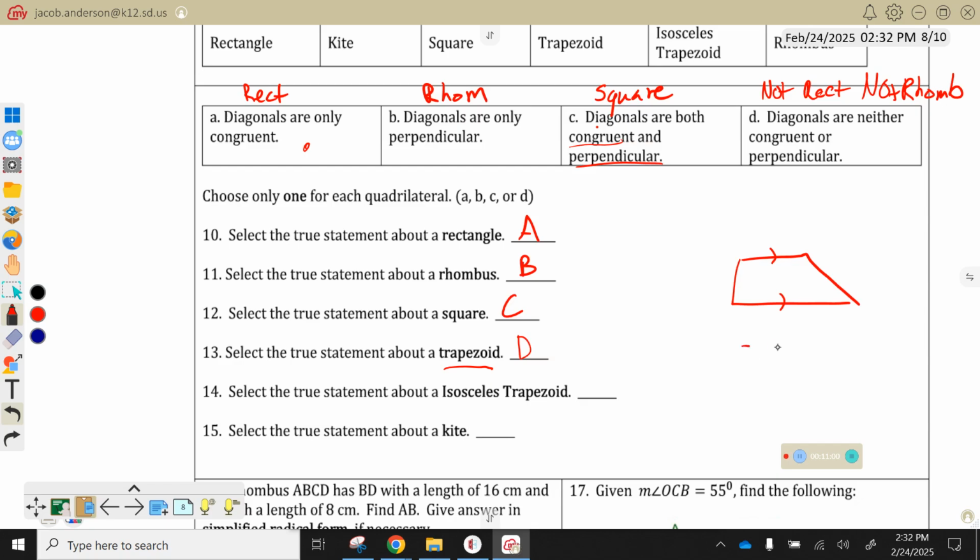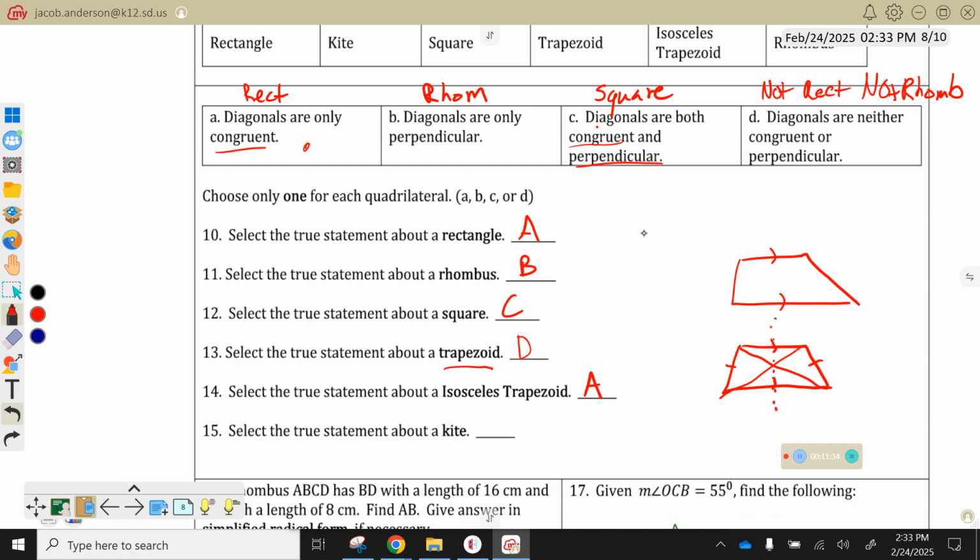Isosceles trapezoids are a little different though. Isosceles trapezoids are the ones that are symmetrical, where that's congruent. Everything right down the middle here is my dashed line. That is completely symmetrical. And we said since it's symmetrical, we know that the diagonals would be congruent to each other. The length from one to the other would be the same. So that one works for A as well. Diagonals are congruent. Diagonals aren't necessarily perpendicular for an isosceles trapezoid though.